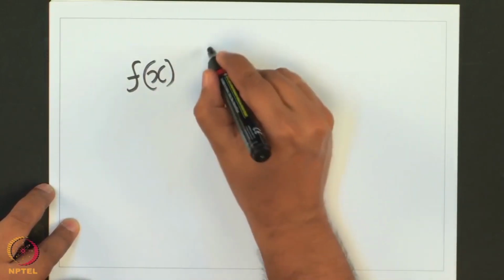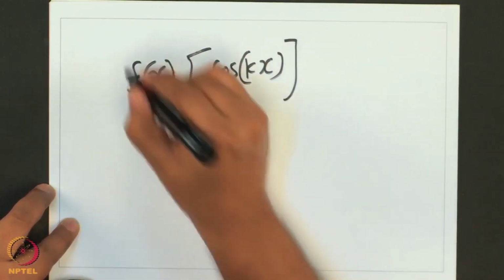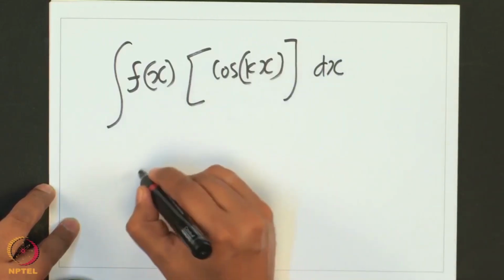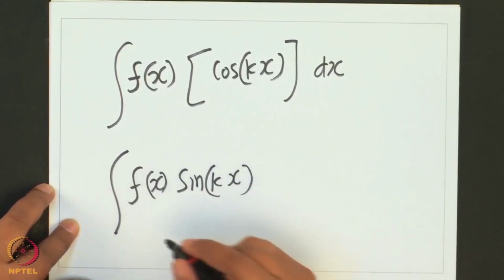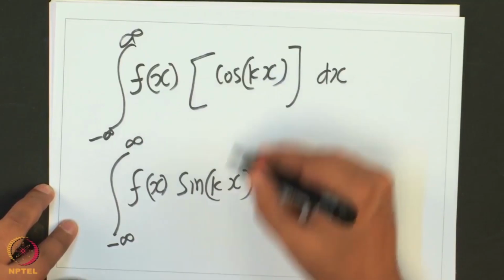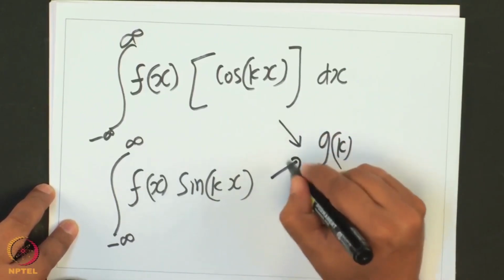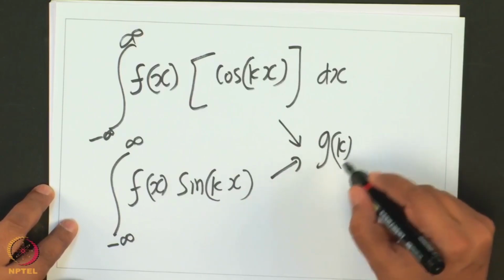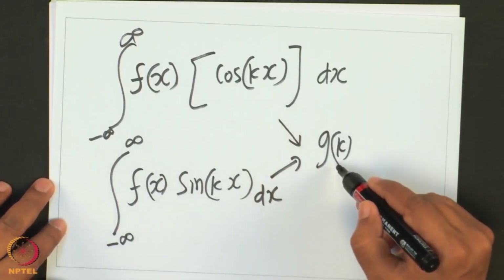How do we do this? This is what we just discussed. If I have this function f of x, I can multiply with this cos kx and then integrate. I can multiply that with sin kx and integrate from minus infinity to infinity, and combining these two, cos kx plus i sin kx, would give me g of k. So basically, this is all I have to do. If I do this integral and this integral, I can essentially calculate g of k.